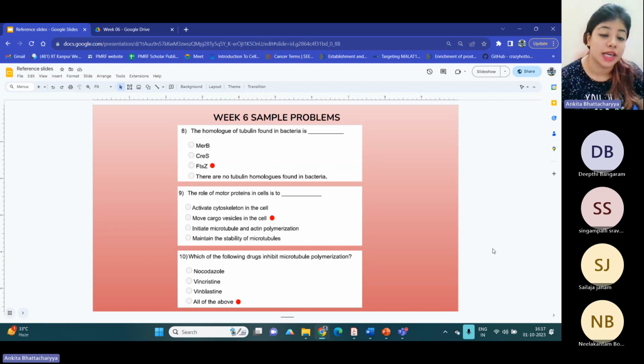Then in question 10, we're being asked which of the following drugs inhibit microtubule polymerization: nocodazole, vincristine. Nocodazole is not something I've mentioned in particular, but yeah, it's also one of the microtubule polymerization inhibiting drugs. Also vincristine and vinblastine are present. So all of the above would be the correct answer to that.